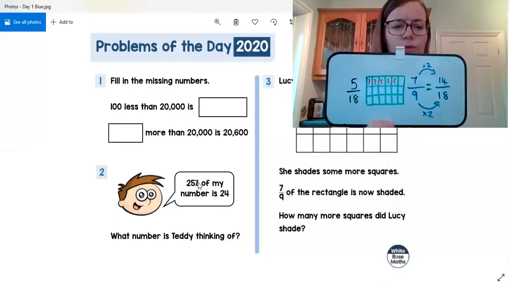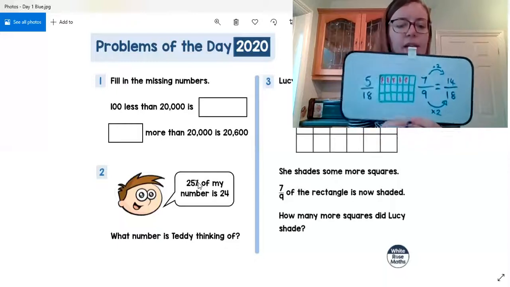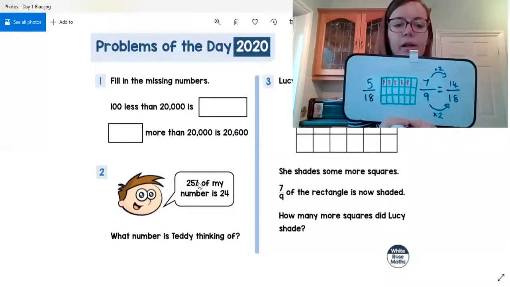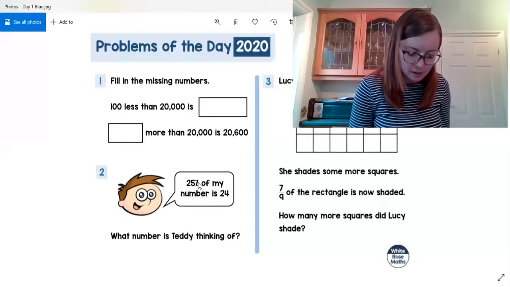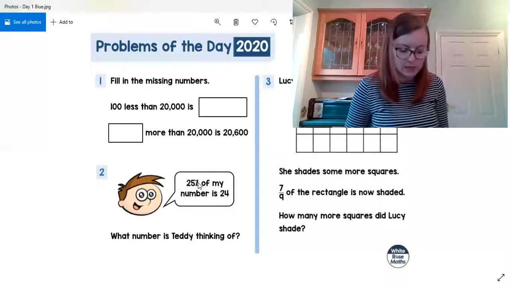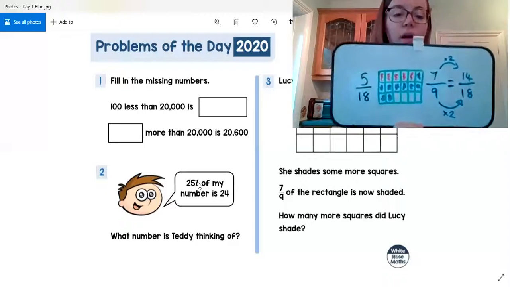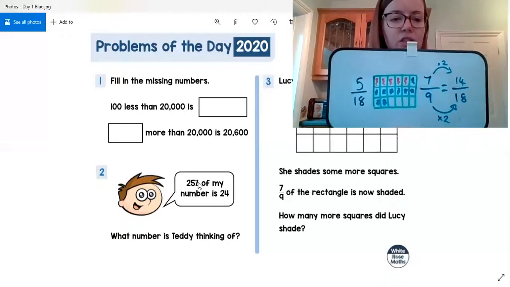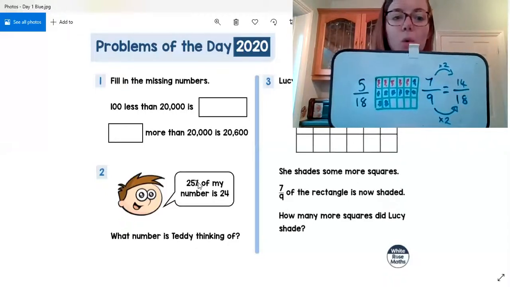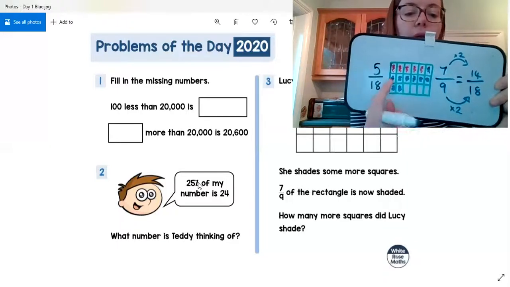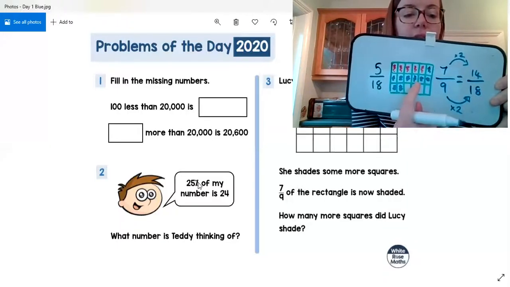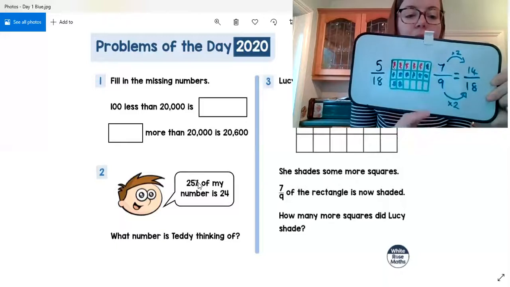So I'm going to count on from 5, colour them in a slightly different colour and see how many more I coloured. So I'm on 5, 6, 7, 8, 9, 10, 11, 12, 13, 14. I have now coloured 14 out of the 18 squares. But how many more did I colour? How many are blue? 1, 2, 3, 4, 5, 6, 7, 8, 9.